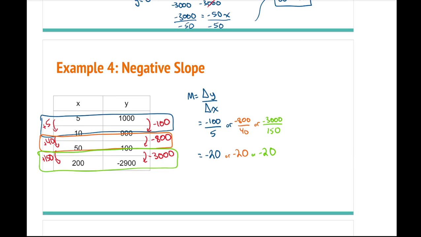So we know right off the bat that our slope or the multiplier is going to be negative 20. So in our equation, y equals mx plus b, it'll be y equals negative 20 times the x value, and then we need to figure out what our constant is.